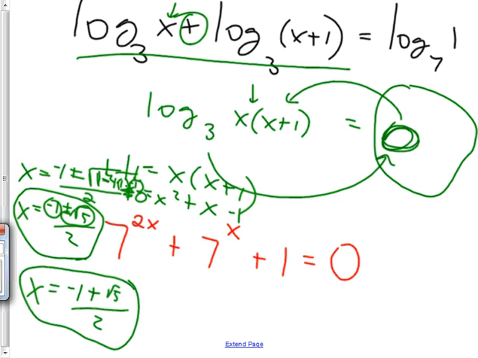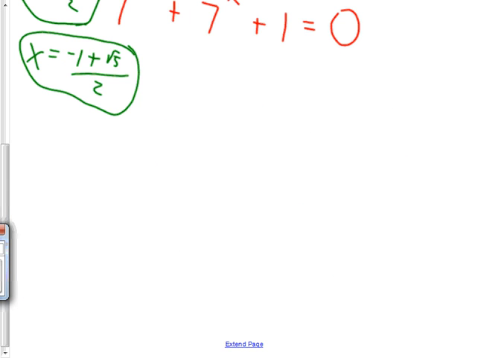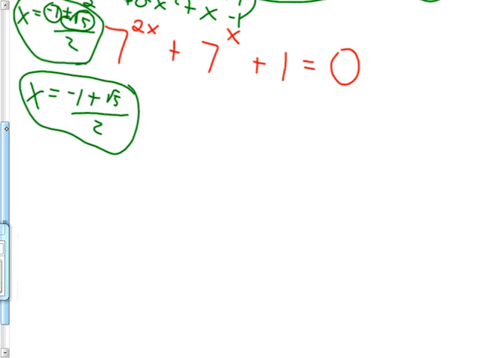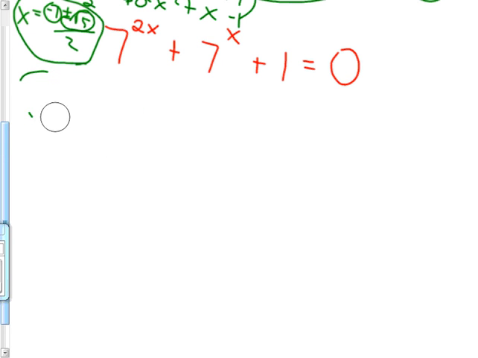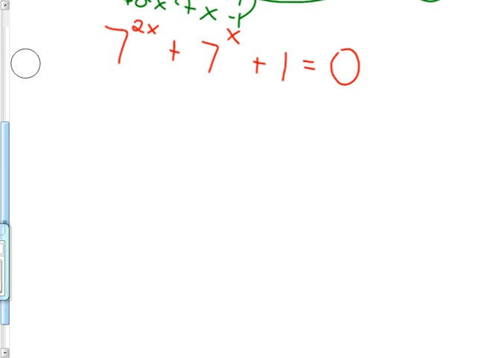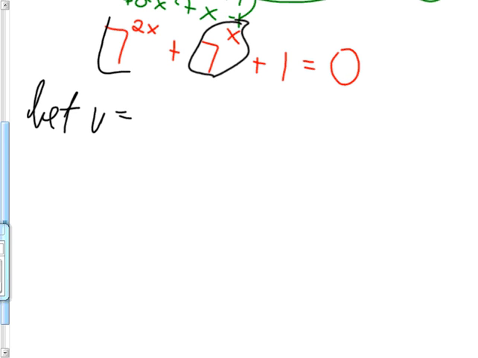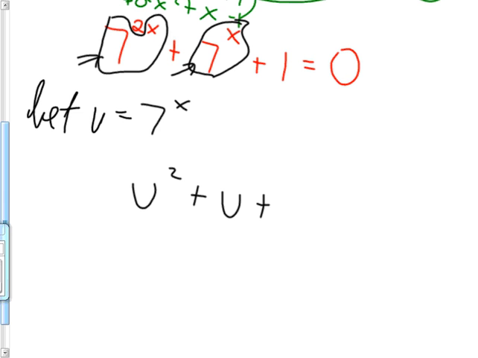Okay, now let's talk about the red one. So, on the red one, I'd be thinking let u, this is a U-Substitution. So, I'm going to let u be some part of this that would simplify my life a lot. Let u equal not 7 to the 2x because they don't have a 7 to the 2x in both parts. They have a 7 to the x in both parts. Let u equal 7 to the x. And then it's u here and a u there. U squared plus u plus 1 equals 0.